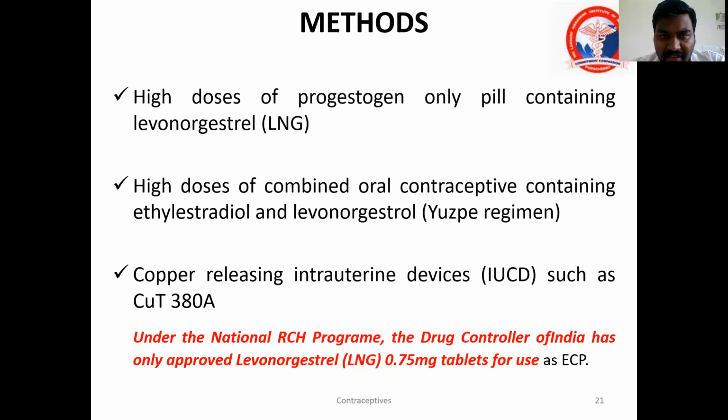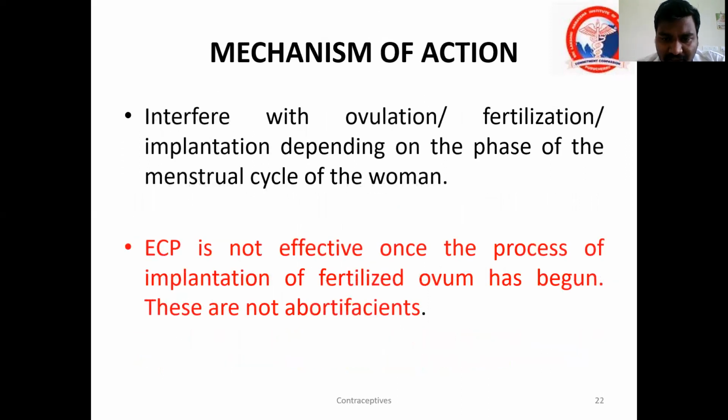And third method, even the IUD device can be placed within 72 hours. Why are they stressing this 72 hours? Because if you understand the mechanism of action, you can understand this. It interferes with ovulation and with fertilization, but does not interfere with implantation. Once the fertilized zygote gets implanted in the endometrial lining, it has no action. So they say it should be taken within 72 hours.